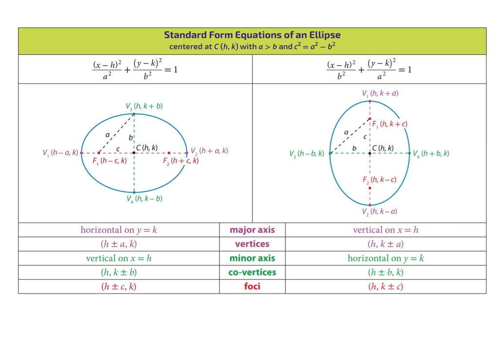And then we have our foci, which are these guys right here. You'll notice that on the X side, the X changes. On the Y side, the Y changes. So you just have to realize which direction you're going, which is your major and which is your minor axis, to know which one you're going to use there.